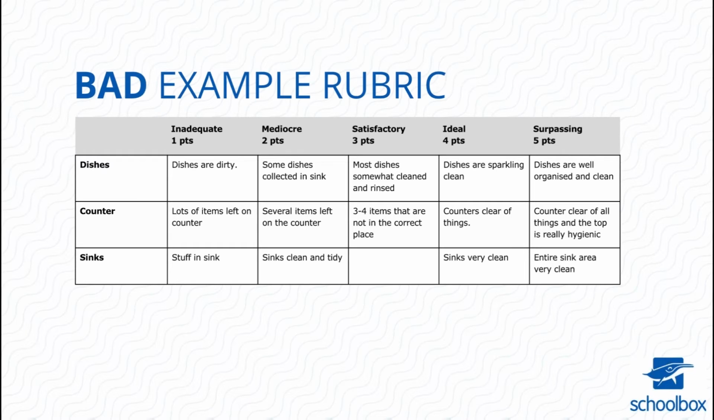But I guess the point here is that we want to avoid the use of adjectives. And you'll notice that '3 or 4 items are not in the correct place on the counter' is also an example of using counts. That doesn't really say much to the student about how a satisfactory counter should be cleaned. It just says that 3 or 4 items can be left on it for it to be satisfactory, which isn't really an ideal situation for the student to be assessed against.